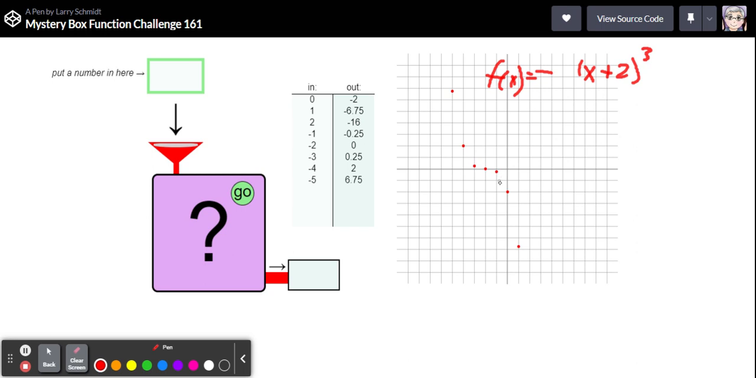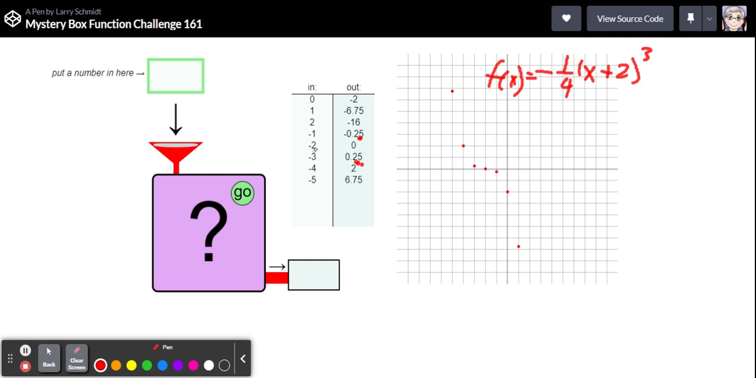But what about our multiplier? Well, I think the place to look for the multiplier is 1 to the left or the right of the center of our function, of our cubic here. And so at -1, we get -0.25. And at -2, we get 0. At -3, we get +0.25. So that's 1/4. So I think what that means is our multiplier is 1/4.